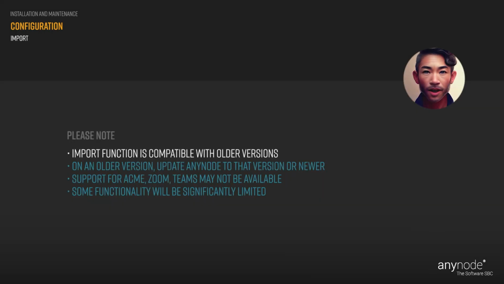Import. Essentially, anynode's configuration import function is compatible with files generated by older anynode versions. If you intend to use a configuration file on an older version of anynode, we strongly recommend updating that anynode version to at least the level at which you saved the configuration file. While you can import the node structure, essential new features such as support for certificate issuance providers, Zoom Phone, or Microsoft Teams direct routing may not be available. Some functionality will be significantly limited in this case.